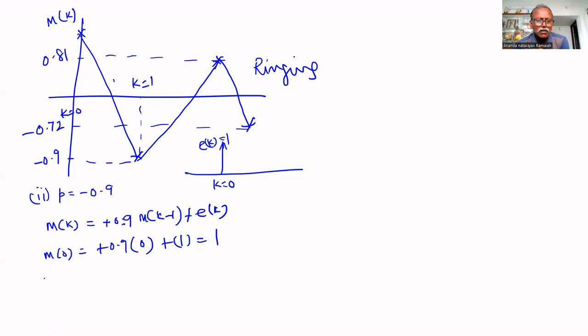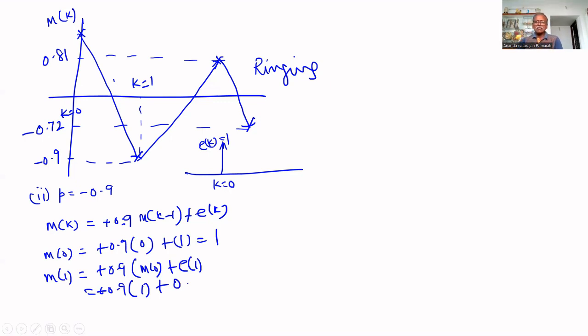What is M of 1? M of 1 equals plus 0.9 multiplied by M of 0 plus E of 1. That is equal to plus 0.9 times M of 0, which is 1, plus E of 1, which is 0. Error doesn't exist at all other sampling instances. Therefore, that is equal to plus 0.9.